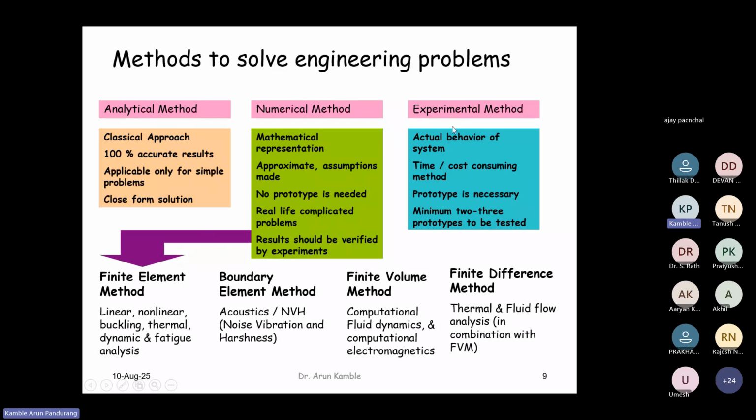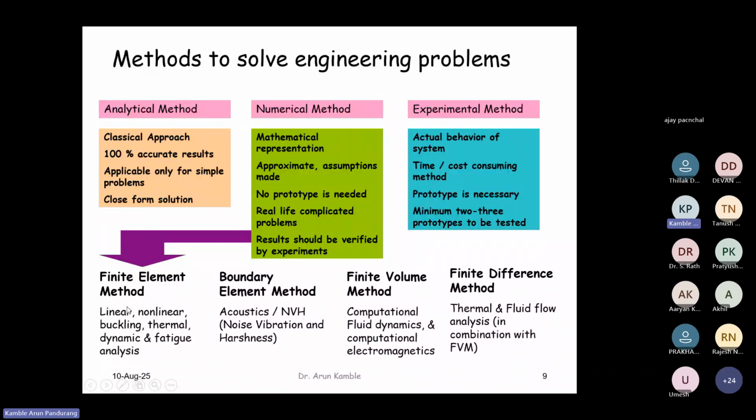And the third one is the experimental method. It gives the actual behavior of the system, but it is a time and cost consuming method. Here we need a prototype to test, and we need to test a minimum of 2 to 3 prototypes in order to get exact results.